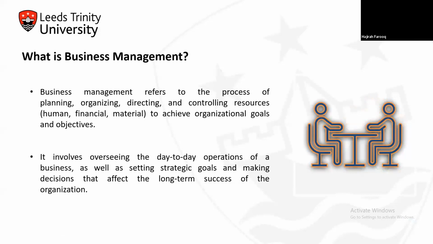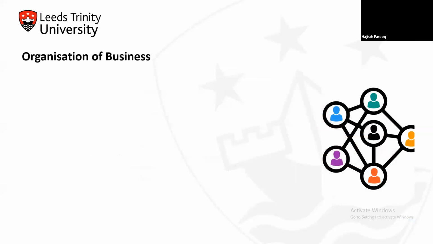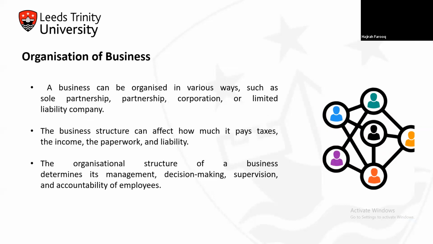So we revised what is business management. Business management refers to the process of planning, organizing, directing, and controlling resources. Then we discussed the organization of a business: a business can be organized in various ways, such as sole proprietorship, partnership, corporation, and limited liability company, and the business structure can affect how much it pays in taxes, the income, the paperwork, and the liability.